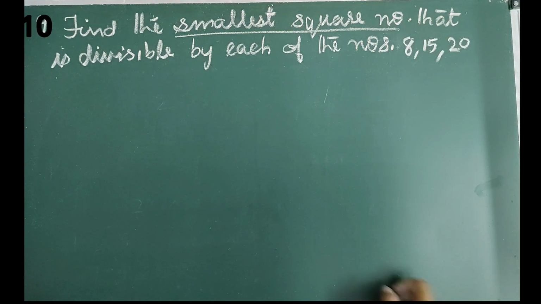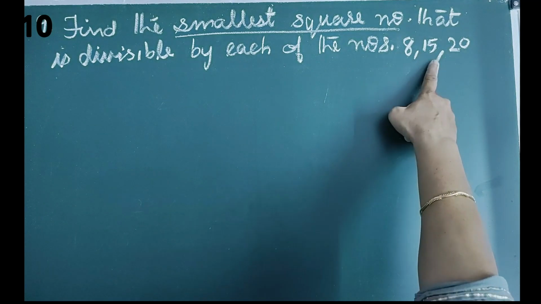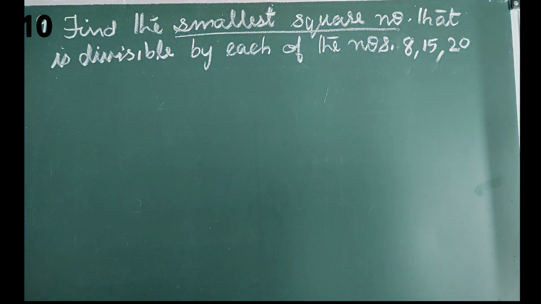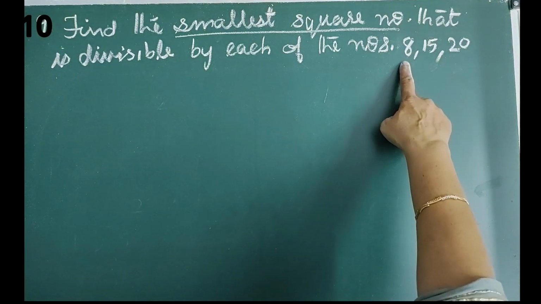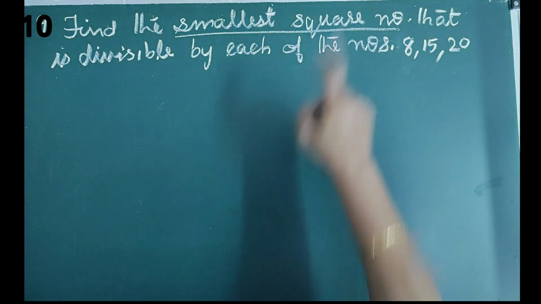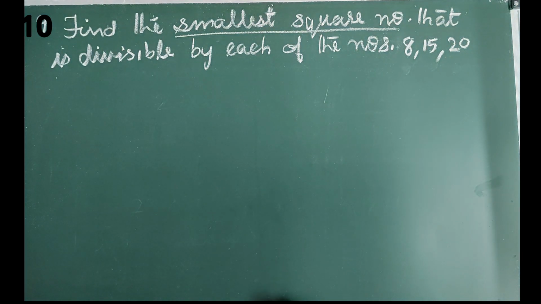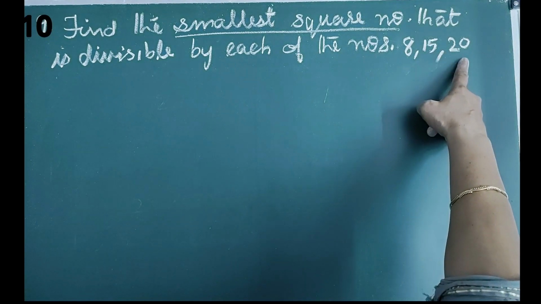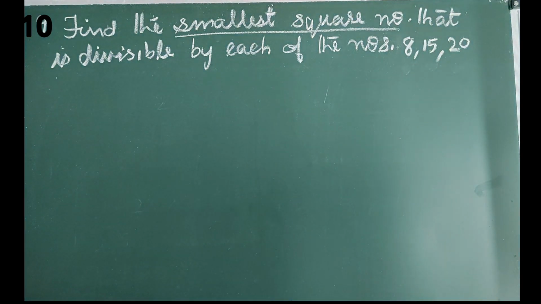Now, question 10. Find the smallest square number that is divisible by each of the numbers 8, 15 and 20. This also has to be done in two steps. First, find the smallest common multiple of 8, 15 and 20. Then find the square number. The least number divisible by each one of 8, 15 and 20 is their LCM.